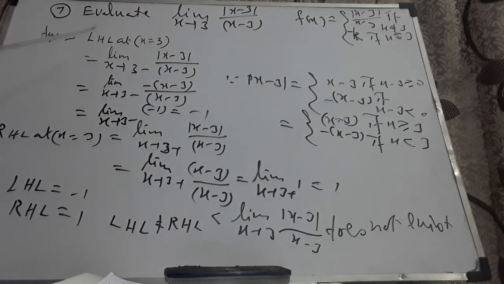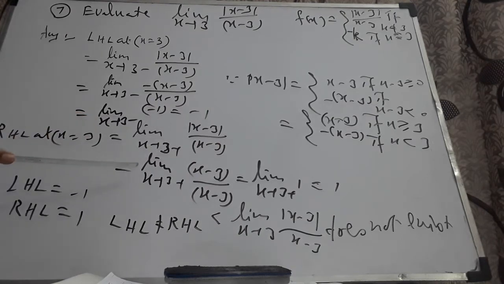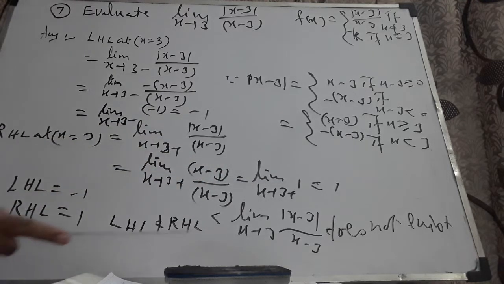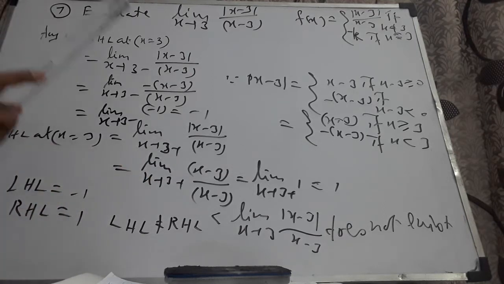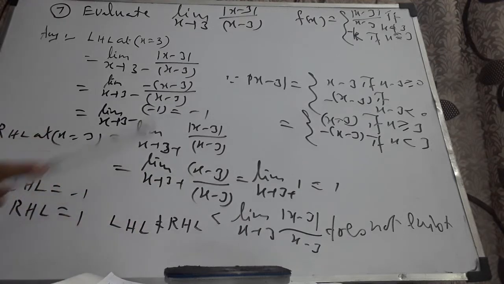Let me repeat the whole process. Here, limit x tends to 3 minus, for any value below 3, mod x minus 3 is minus of x minus 3, so it gets reduced to minus 1. Limit x tends to 3 plus means mod x minus 3 gets reduced to x minus 3, so x minus 3 by x minus 3 gets reduced to 1. For LHL not equal to RHL, minus 1 not equal to 1, when the limit itself does not exist, the conclusion is LHL not equal to RHL will imply the limit does not exist.